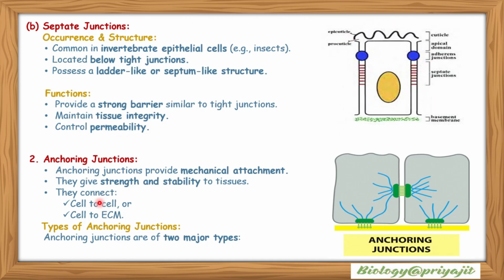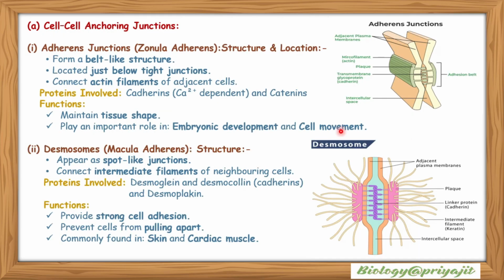Anchoring junction. Anchoring junctions provide mechanical attachment. This is the image showing the anchoring junction, which gives strength and stability to tissues. They connect cell to cell or cell to ECM. There are two major types of anchoring junctions. Number one is cell-cell anchoring junctions, and it includes adherens junctions or zonula adherens, which form a belt-like structure located just below the tight junction, and connect actin filaments of the two adjacent cells.